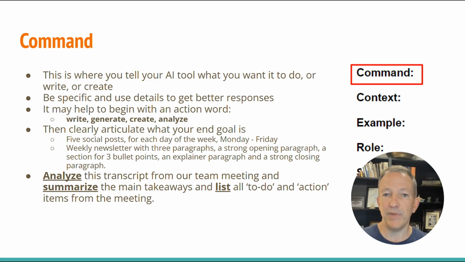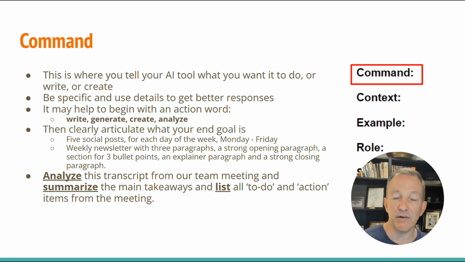Command, I talked about it being the most important. This is where you tell AI specifically what you want and use details. I've got some words up here like write, generate, create, and analyze. And then if you can articulate what you want specifically, you're going to get that. So for writing social posts, if you want to write a whole week's worth, articulate that you want a post for each day of the week, Monday through Friday.